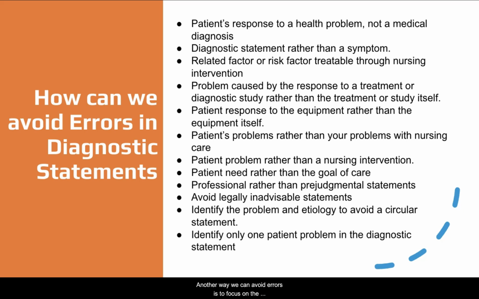Another way we can avoid errors is to focus on the diagnostic statement rather than a symptom, right? Identify nursing diagnosis from a cluster of assessment findings, but not just a single symptom. One assessment finding is not enough to come up with a diagnosis. For example, dyspnea, which means difficulty breathing, alone doesn't lead you to a diagnosis. You need to have more data, right? So to prevent errors, you need to have more data. So you can say, find dyspnea, reduced chest expansion, and rapid breathing. These are all assessment findings that can lead you to a nursing diagnosis of impaired breathing.